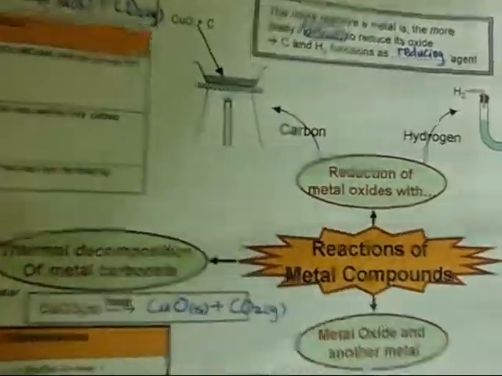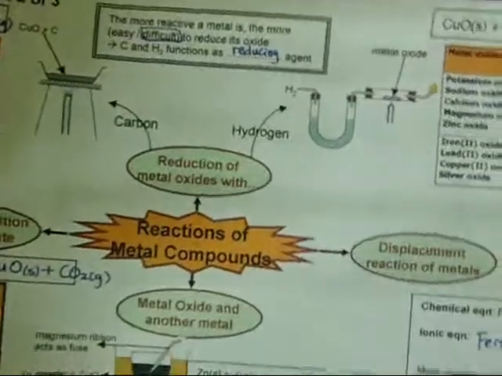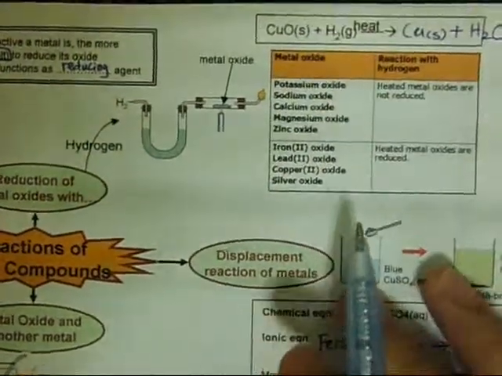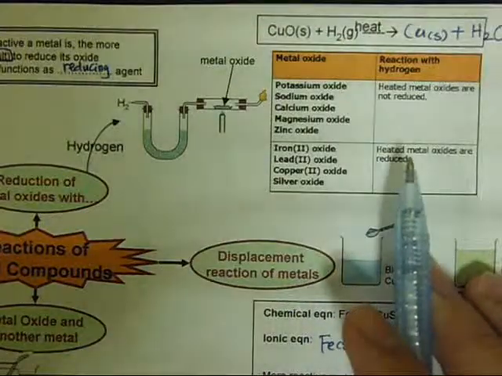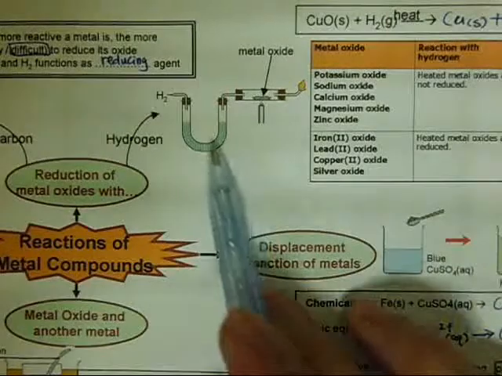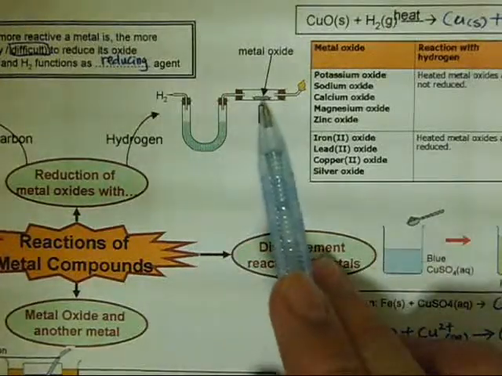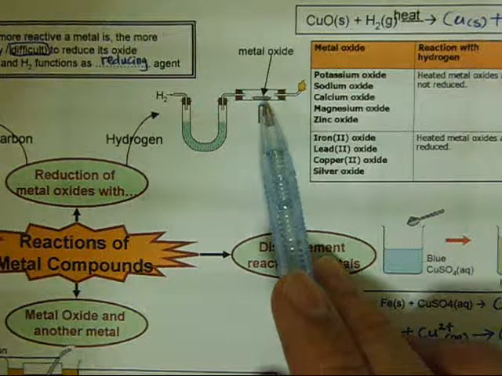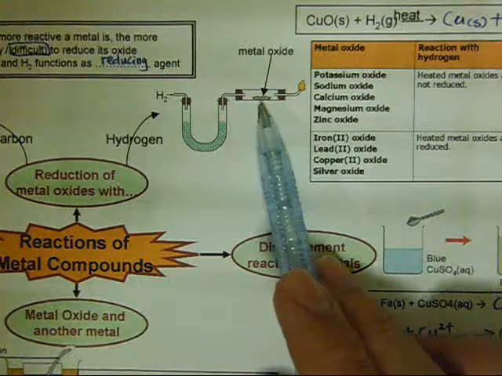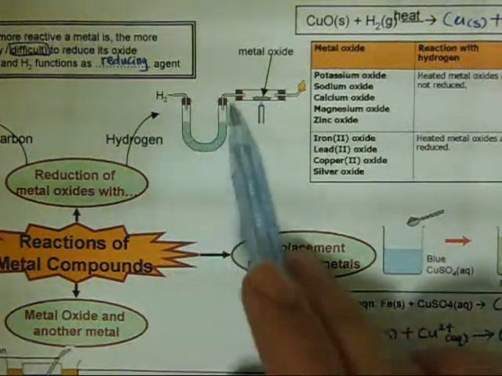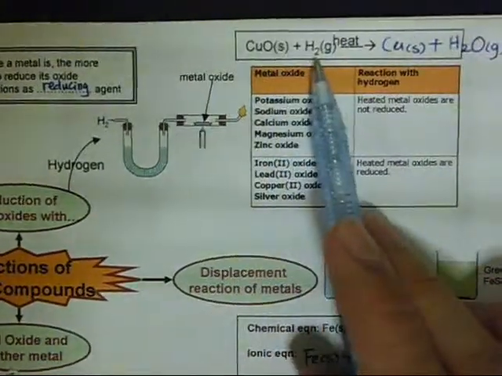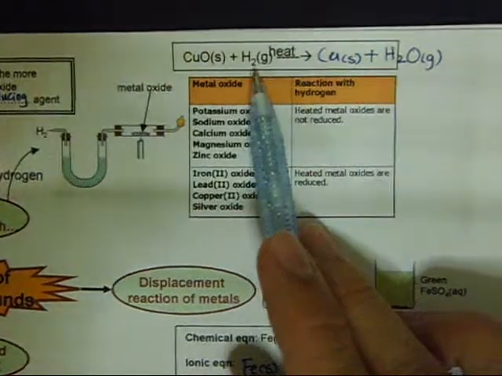Now there is another way of reducing metal oxides to metal. The other way would be to pass hydrogen through the metal oxide when it is heated. So you heat the metal oxide here, and then after that you pass through the hydrogen. So the hydrogen will react with the metal oxide according to this chemical equation.